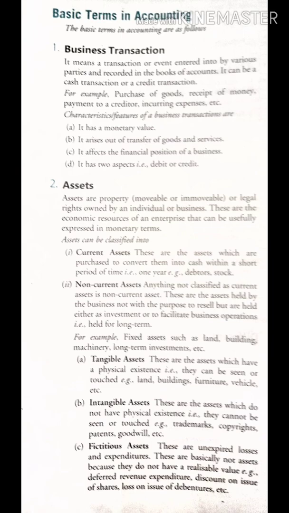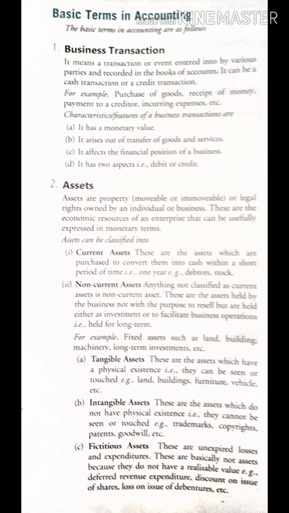Now a cash transaction everyone can understand. A cash transaction means you have immediately paid cash and purchased the goods. A credit transaction means you have purchased goods right now but not paid for them. You promise to pay in future. When you promise to pay in future, that is a credit transaction. Am I clear? So this is the difference between a cash transaction and a credit transaction.